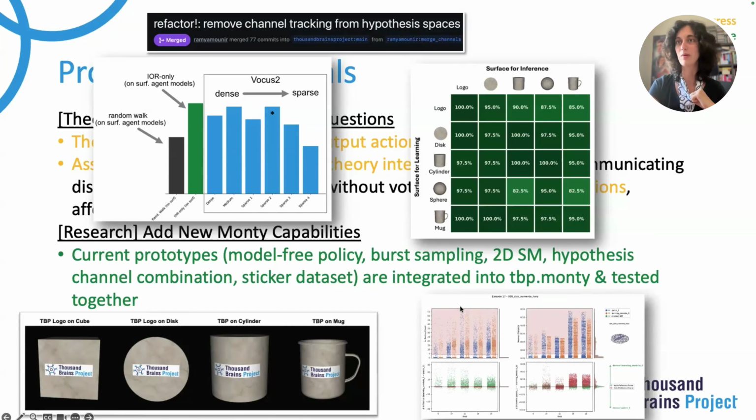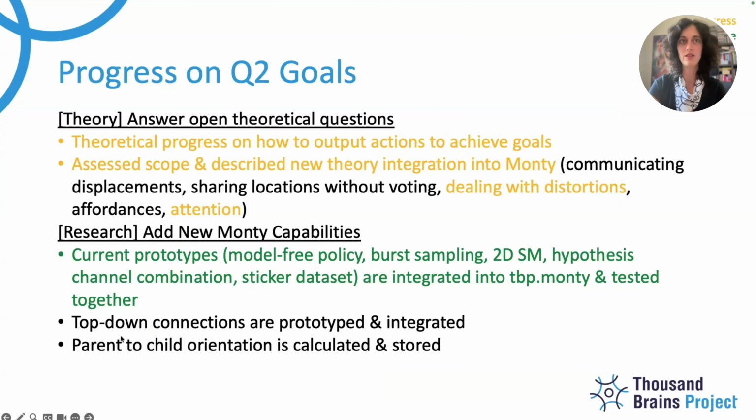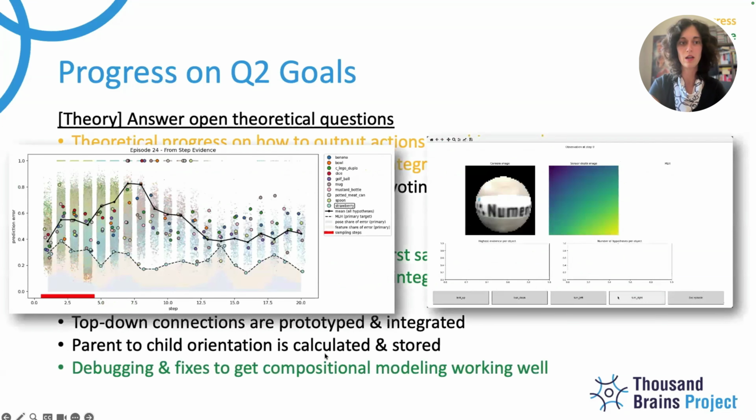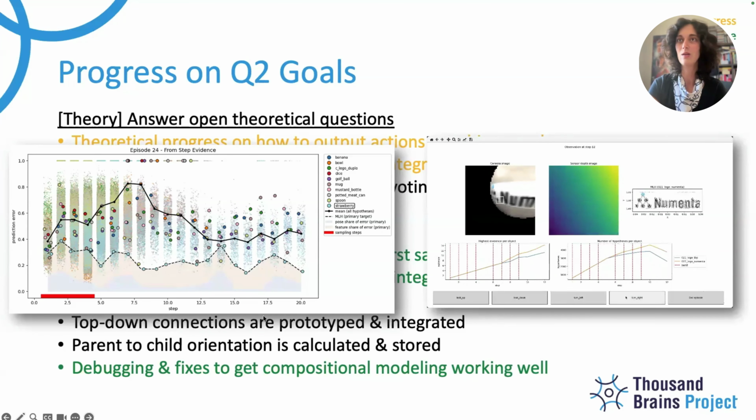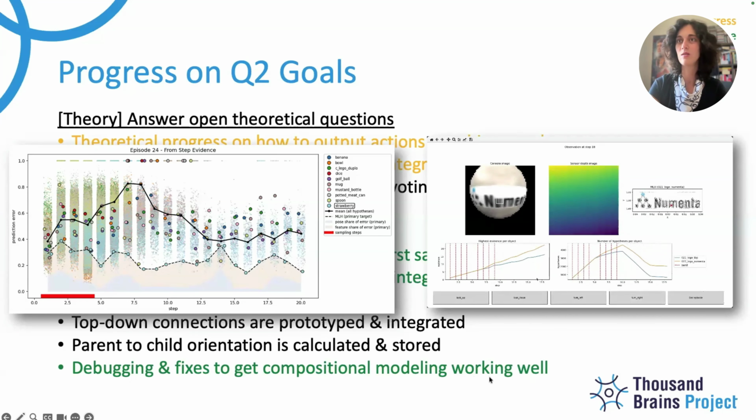And finally, Rami debugged a bunch of things, of all the things working together with burst sampling, and added various other fixes to get it all working together. We didn't get to top-down connections or parent-to-child orientation. That's still on the list for next quarter. But through Rami's efforts and debugging and fixes, we got compositional modeling working well.